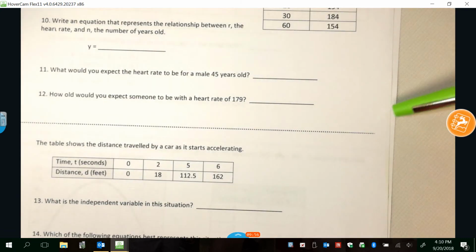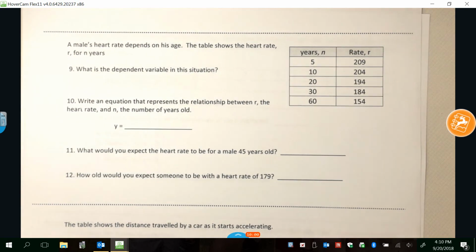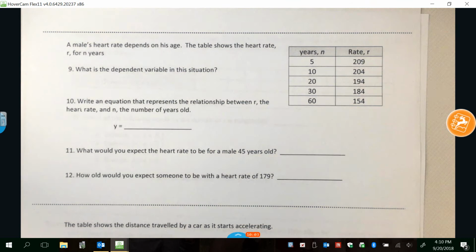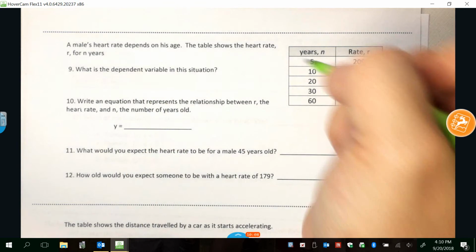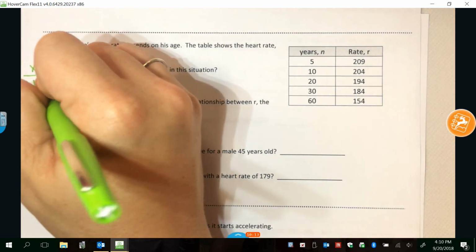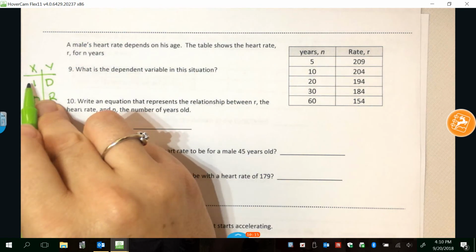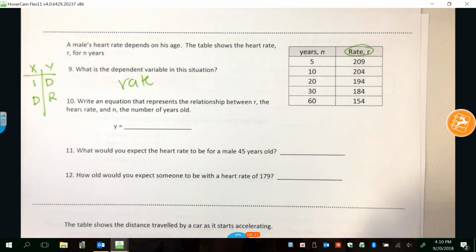So looking here, it says a male's heart rate depends on his age. The table shows the heart rate R for n years. What is the dependent variable? Remember, if you have your ID to go to the doctor, independent, dependent, so it's my Y. And then domain, range. Domain goes with X, range goes with Y.